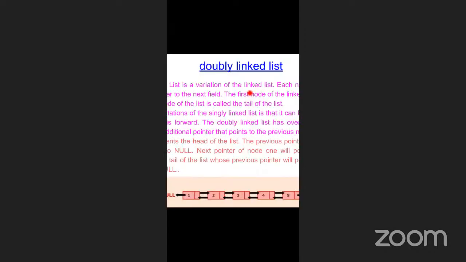Then go to the next slide. Doubly linked list. Observe the diagram here and it will be understood automatically.